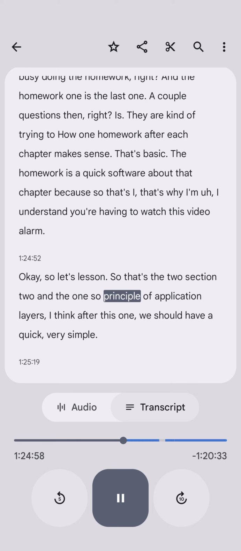Okay. So that's section 2.1, principles of application layers. I think after this one, we should have a quick, very simple quiz. Okay, let's start.